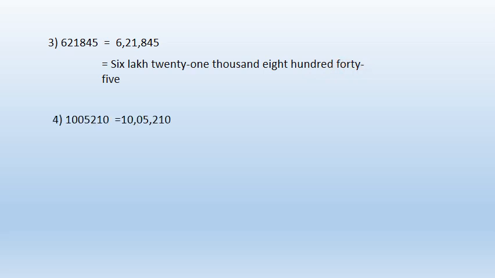Here we have written the number, that same number we have placed the commas. See 210 is ones period, 5 is thousand period and 10 is lakh period. So how we are going to write down? 10 lakh 5,210. Let's come to the fifth example.